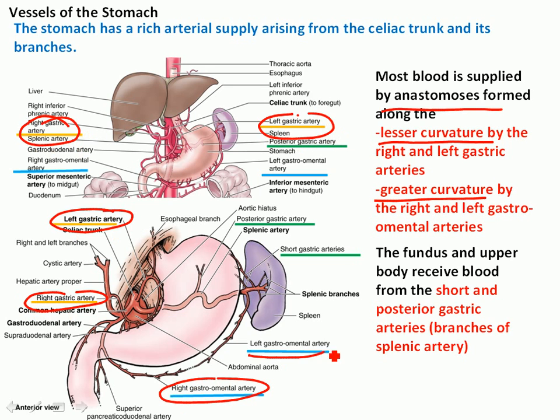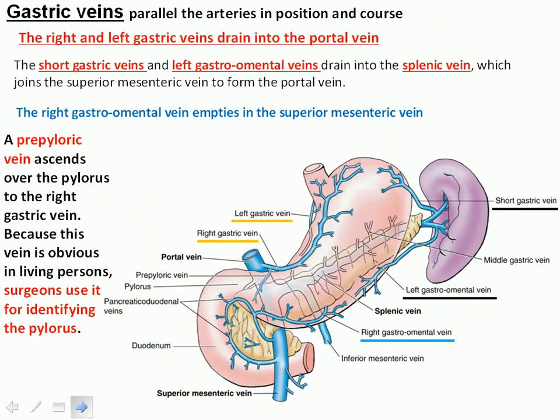The fundus and upper body of the stomach receive blood from the so-called short and posterior gastric arteries, which are derivatives of branches of the splenic artery. Let's talk about venous drainage and after that lymphatic drainage of the stomach. Gastric veins in general parallel the arteries in position and in course.